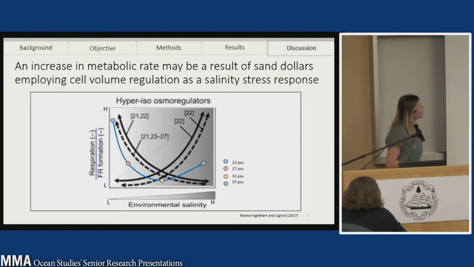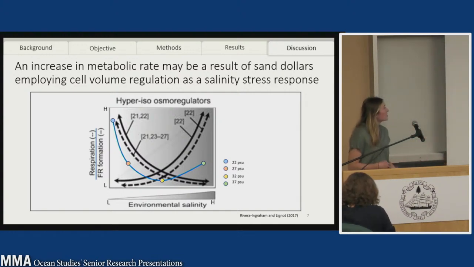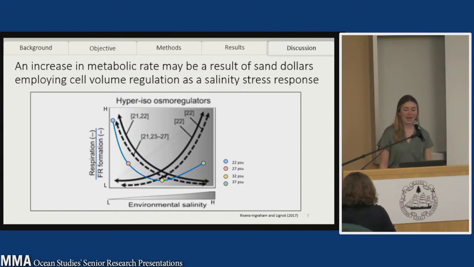Each dot is representative of a salinity that I tested: the low salinity of 22 PSU, and the high salinity of 37 PSU. And what this is showing is that with short-term exposure to these salinities, my sand dollars tend to follow this hyperisoosmoregulator trend, indicating that they will invest more energy to acclimate to low salinity environments.